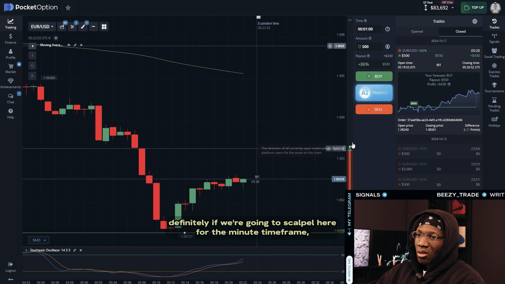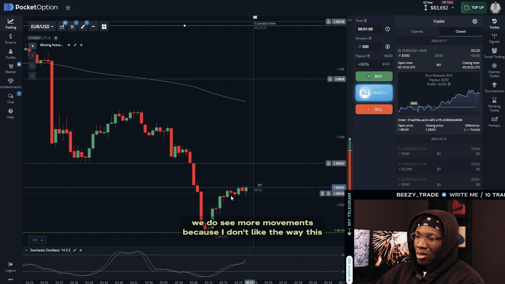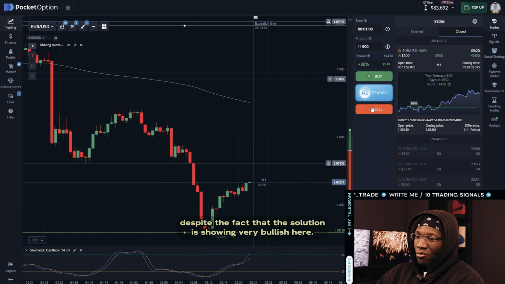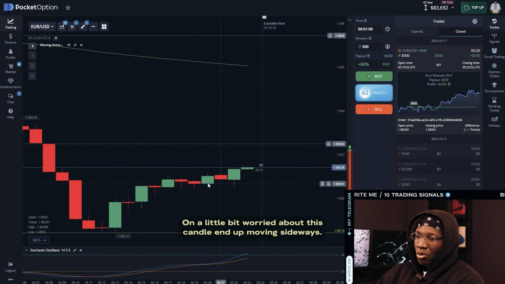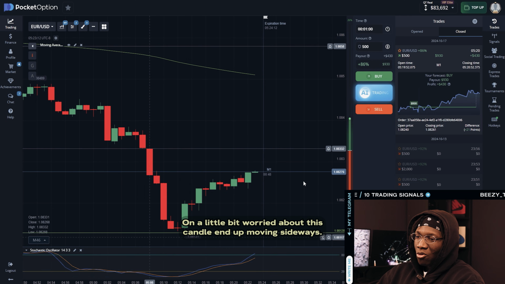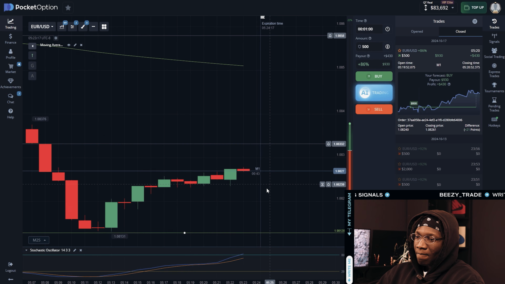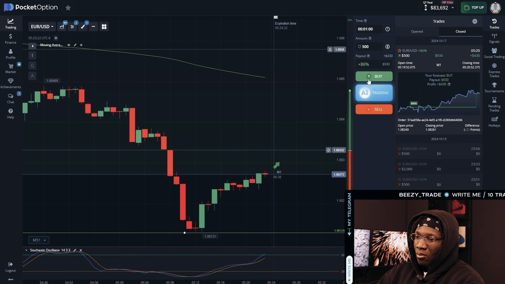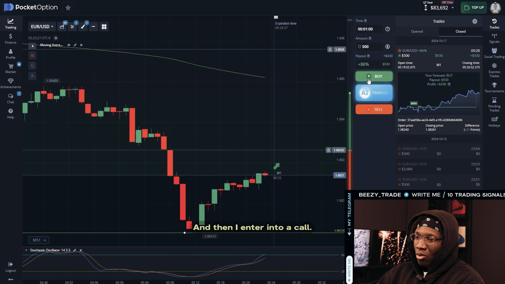So I think definitely if we're gonna scalp on here for the minute time frame, we need to see more movements, because I don't like the way this is moving a little bit sideways. Despite the fact that our stochastic ratio is showing very bullish here, we're going to oversold. I'm a little bit worried about this candle ending up moving sideways, and that is a terrible market to trade. Just want to see it pull down a little bit more, and then I enter into a call.